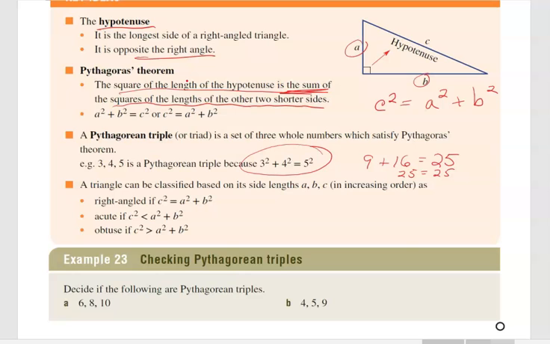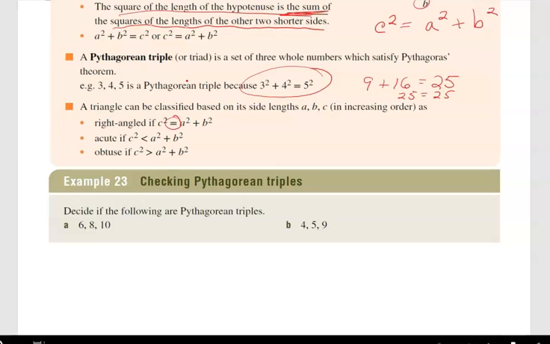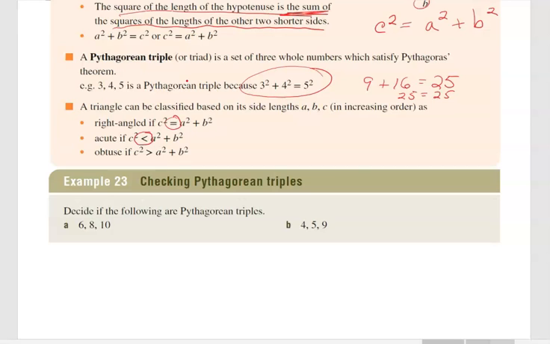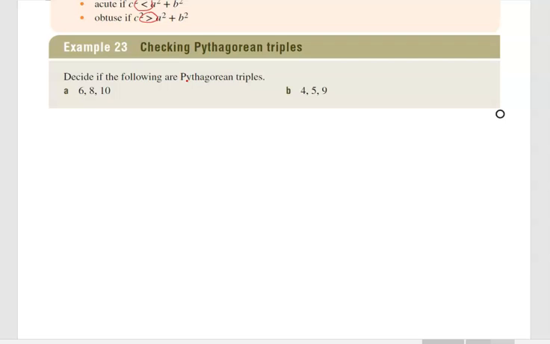Triangles can be classified based on this, so this is how we can classify our triangles. A right-angled triangle is equal. But if we have an acute triangle, c squared will be less than the sum of a squared plus b squared. And similarly, if we have an obtuse triangle, then c squared is going to end up being greater than a squared plus b squared. So the first thing we're going to do is see if we've got Pythagorean triples here.